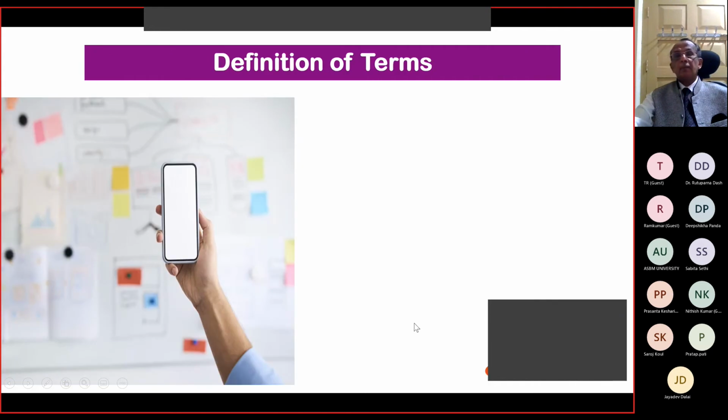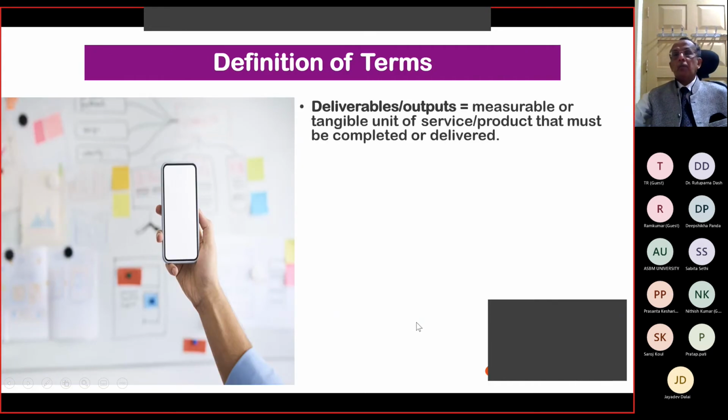Let's look at the definitions. What is a deliverable? Deliverables, or outputs, are a measurable or tangible unit, service or product that must be completed or delivered. What is the output expected? It should be measurable.